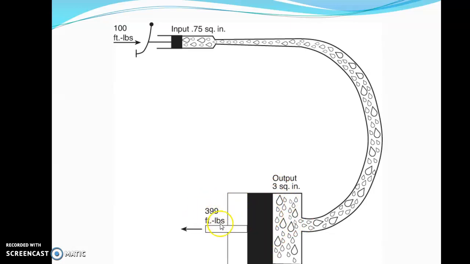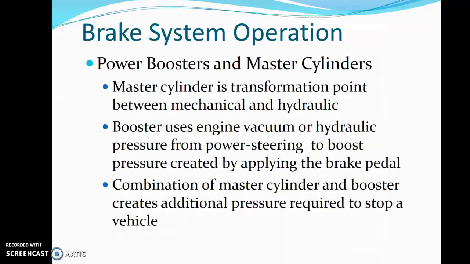400 pounds output. Now the trade-off is this piston has to travel far, and this piston doesn't travel very far at all. So there is a little trade-off, like everything else in engineering. There's pros and cons, right? And again, then you have the booster, which helps give you more mechanical advantage.